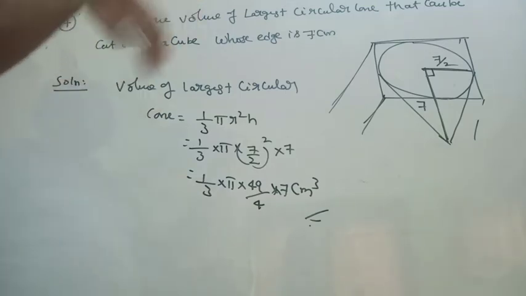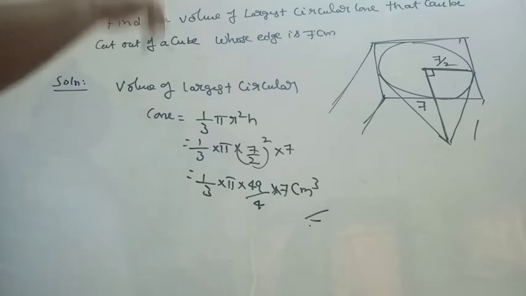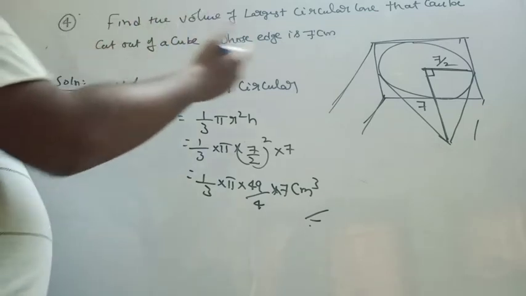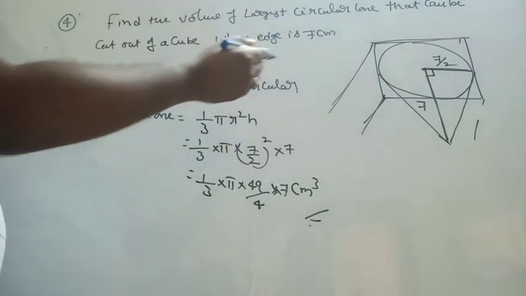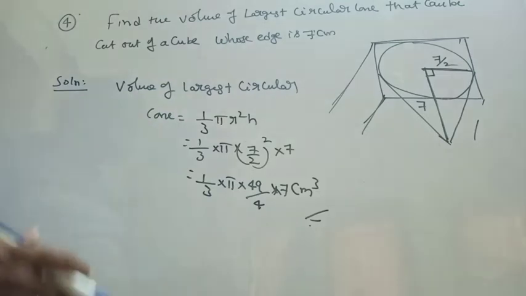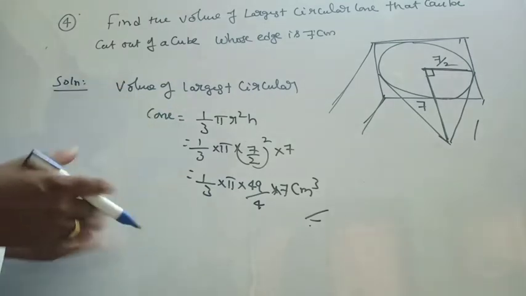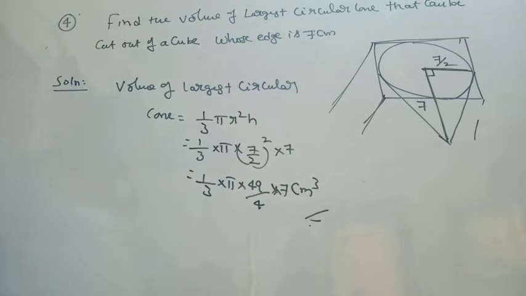Just from the cube, you cut out a cone, right? For the required things, you know the radius and height. From that you will get the cone volume beautifully, right, my dear students? In this way you will be doing this beautiful problem, right?